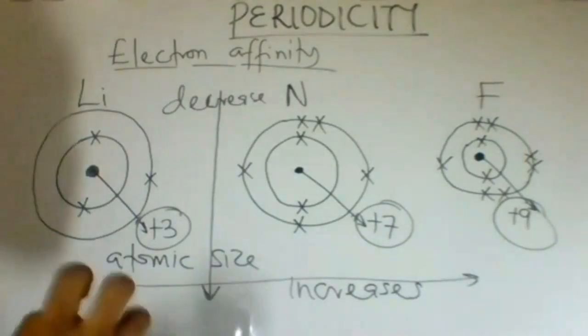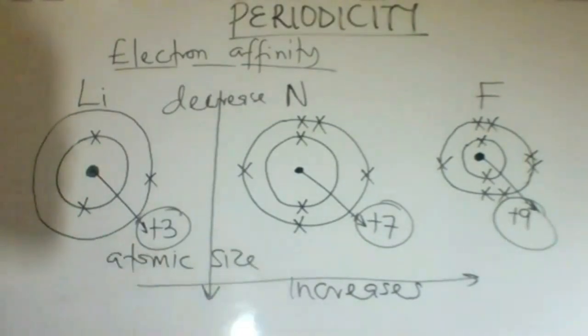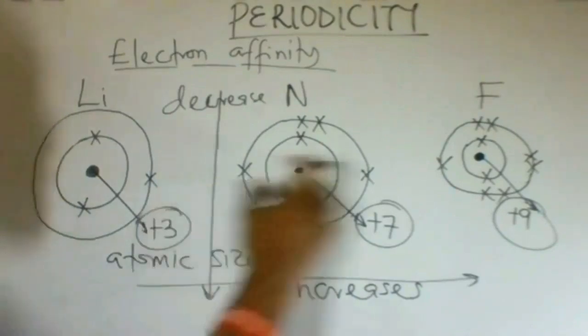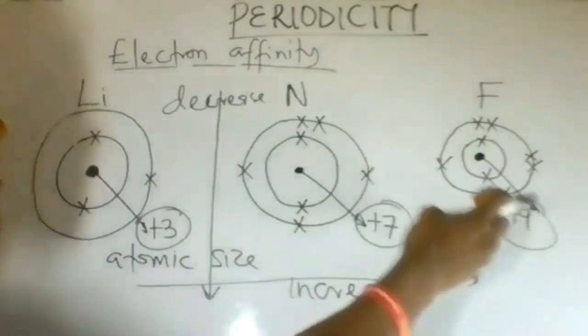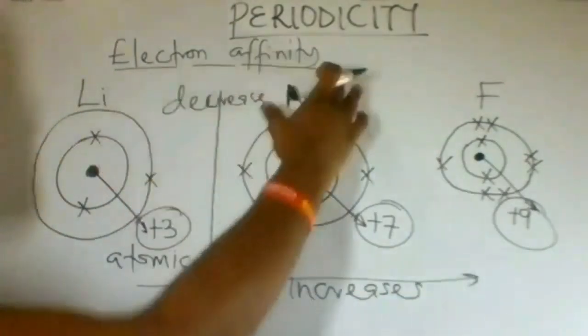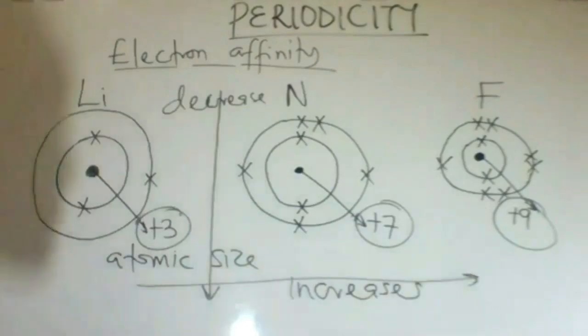The important point to note here is that electron affinity increases with a decrease in atomic size. Whenever there's a decrease in atomic size or atomic radii, electron affinity increases. So it increases from left to right across the period.